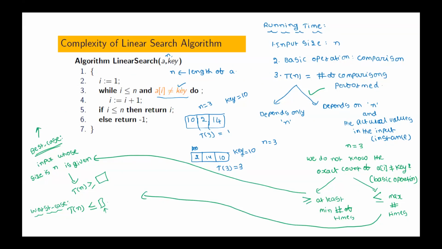Now we know that we are not able to count exactly how many times this operation is performed, but we can clearly say what is the minimum number of times it is performed. That we call the best case running time. Similarly, the maximum number of times that operation is performed, the corresponding time we call the worst case running time of that algorithm. Is that okay?